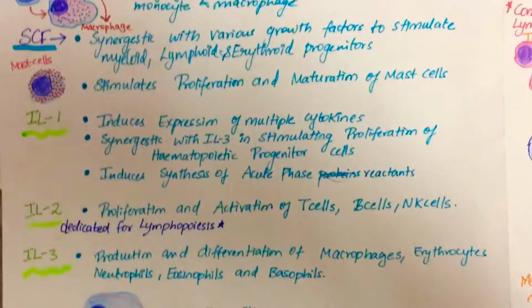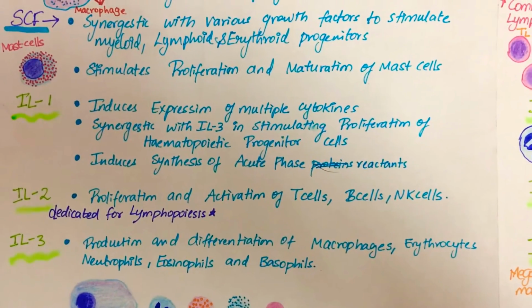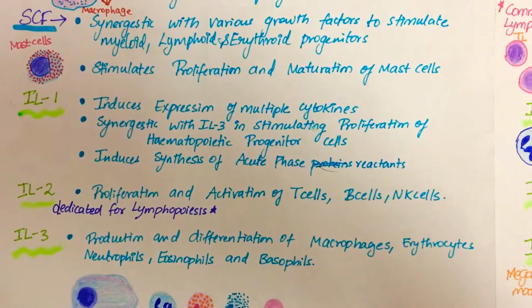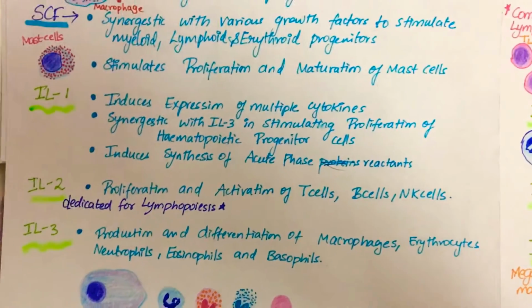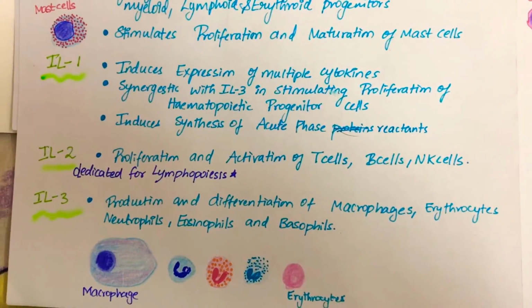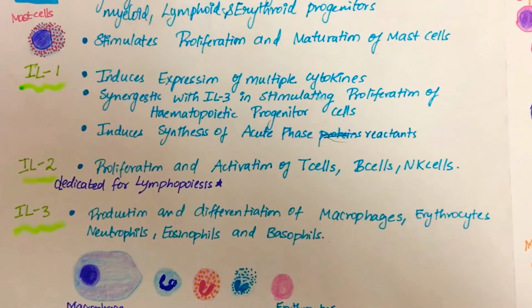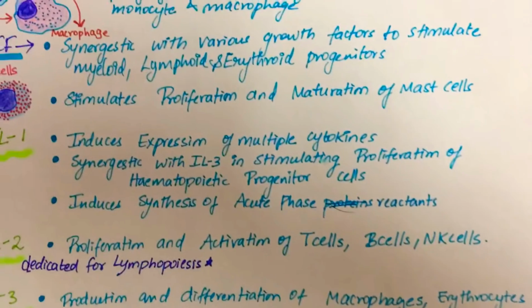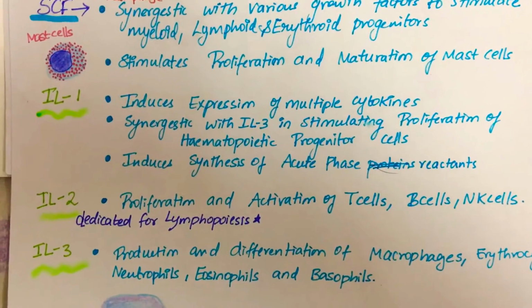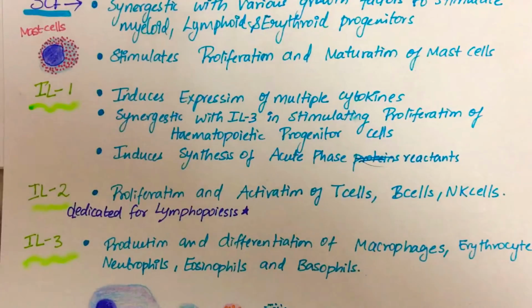Now coming to the interleukin family. Inter means in between, leukin means leukocytes. So these interleukins act as a message between leukocytes. Coming to interleukin 1, it induces expression of multiple cytokines. It especially acts synergistically with interleukin 3 in stimulating the proliferation of hematopoietic progenitor cells, and it also induces the synthesis of acute phase reactants.